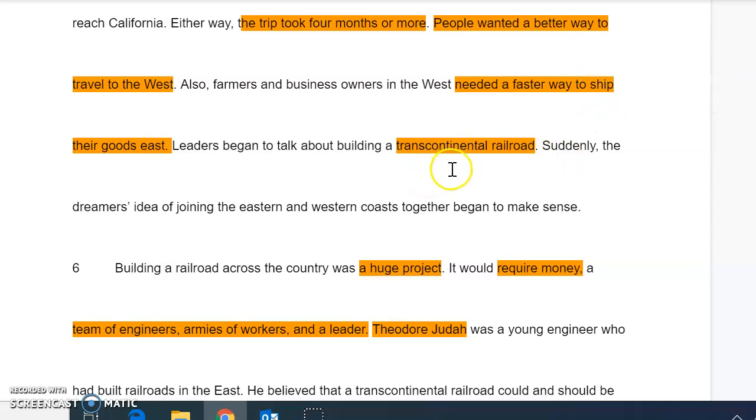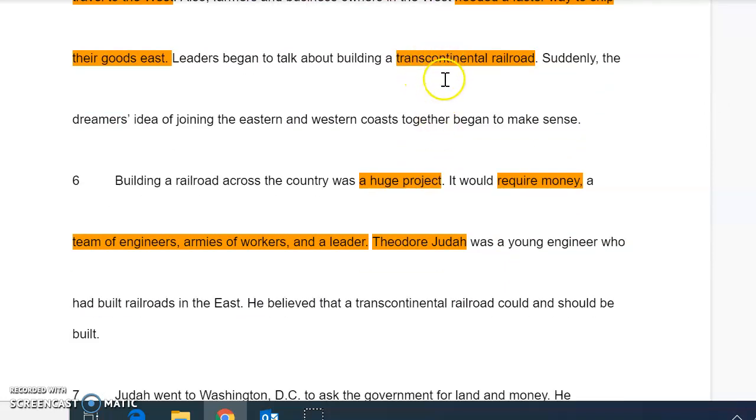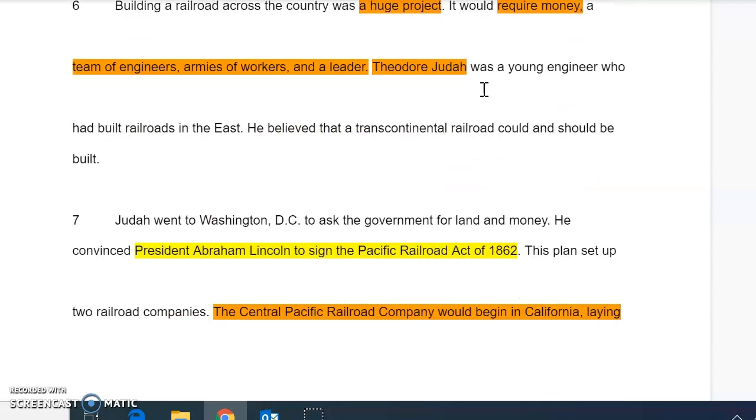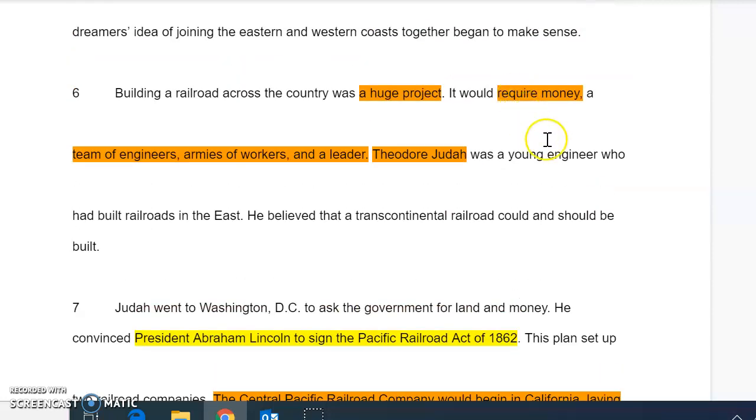Leaders began to talk about building a transcontinental railroad. Transcontinental. So think about continents, trans being across, and so we're talking about this big system. Suddenly, the dreamers' idea of joining the eastern and the western coasts together began to make sense. Building a railroad across the country was a huge project. Okay, think about how long it took just to travel by horse and wagon. Now we're going to go back and we're going to lay railroad tracks along the way.